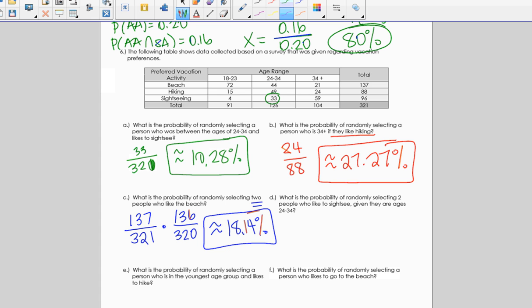Part D, what is the probability of randomly selecting 2 people who like to sightsee given their ages 24 to 34? 2 things going on here, guys. Given, we have conditional probability, so we're going to slim down that sample space, and we're picking 2. So first, let's figure out our sample space. Given their ages 24 to 34, that is 126 people. So out of those 126, how many of them like to sightsee? That is 33. Okay, but if I'm picking 2, that's when you got to take one down. You pick somebody, they're out of the running, you can't pick them again, so there's 32 left out of 125. Okay, so the probability there is about 6.70%.